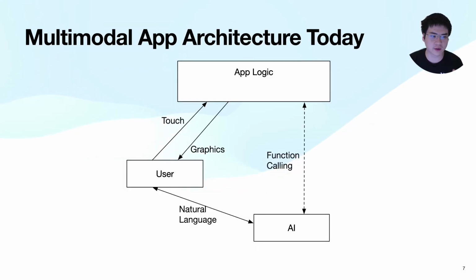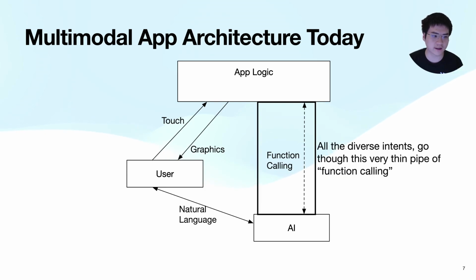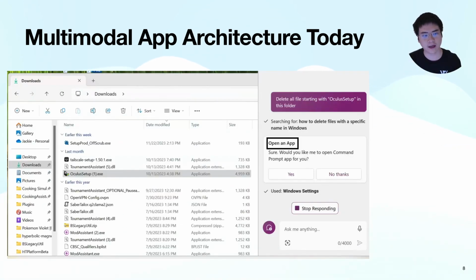So I drew this figure representing today's multimodal apps ecosystem. Users can interact with apps by touching and seeing changes in graphics, and users can also interact by expressing voice commands through AI. However, when the voice command needs to access tasks in apps, it is limited by this narrow function calling interface.